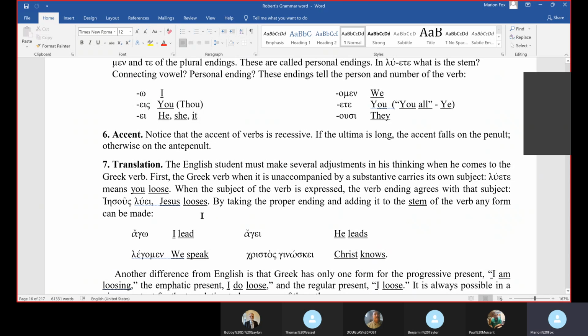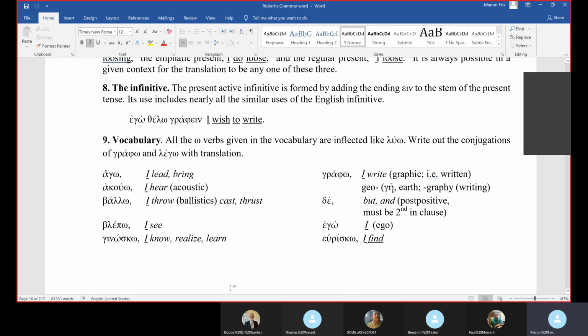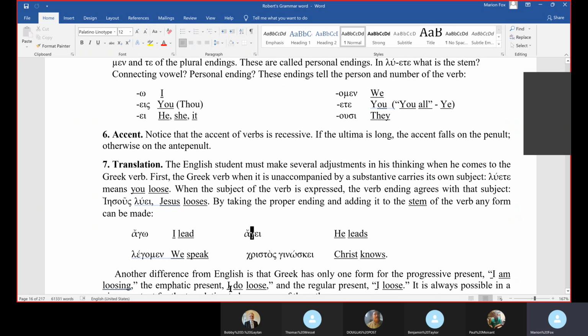made. For instance, we take the verb ago, which is I lead, and we take the omega off, and we make it A. Now we add the epsilon iota, which back up here is third person singular. And so that means he leads. I lead, ago, notice the omega ending. He leads, age. Any questions?